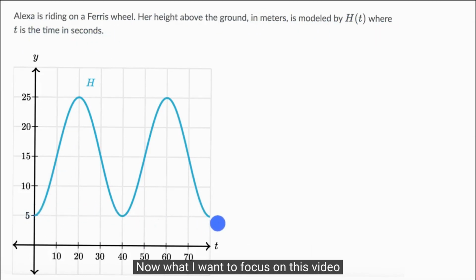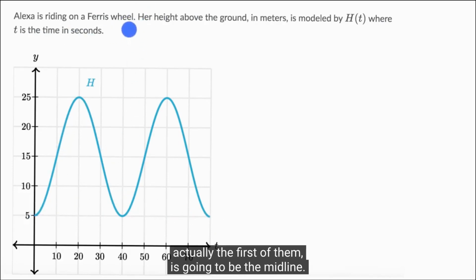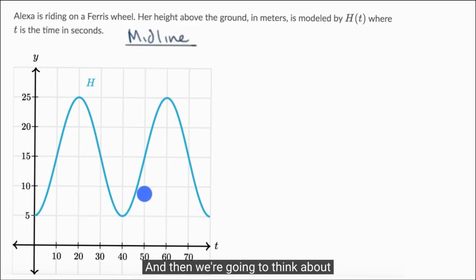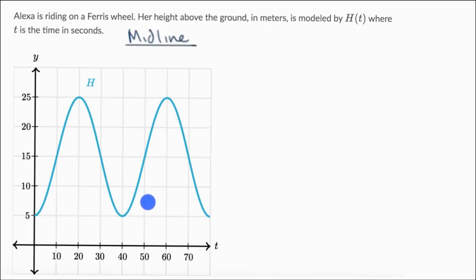Now what I want to focus on in this video is some features of this graph. And the features we're going to focus on, actually the first of them, is going to be the midline. So pause this video and see if you can figure out the midline of this graph, or the midline of this function. And then we're going to think about what it actually represents.